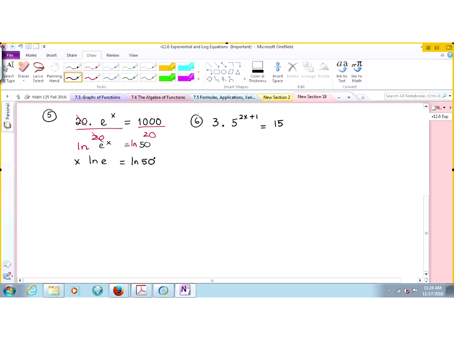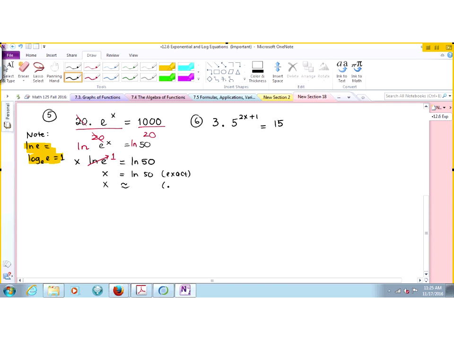All right. Do we know what ln e is? What is ln e? Log base e of e. What is log base e of e? 1. Yes. So note ln e is log base e of e, which is equal to 1. So x times 1 is x. So x is ln 50, so this is your exact answer.